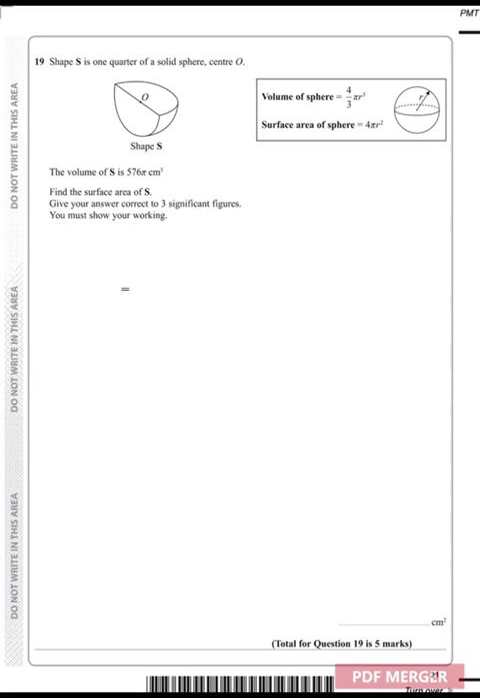So we can use the formula for volume of a sphere, given that the value is already 576 pi, make it equal to 4 over 3 pi r cubed, and multiply by 1/4 because shape S is 1/4 of a solid sphere. So let's underline the important information. Volume of S is 576 pi. The surface area of S is what we need to work out, and also the answer needs to be 3 significant figures. So let's start with the volume of a sphere. 576 pi is equal to 4 over 3 pi r cubed multiplied by 1/4.